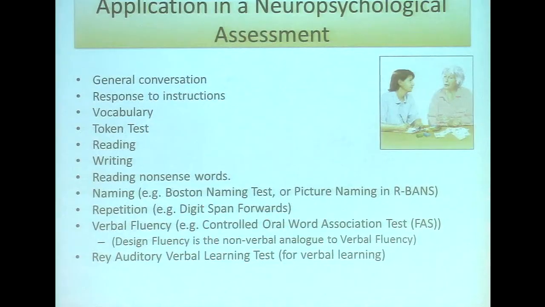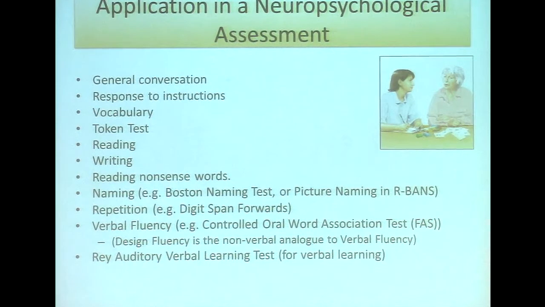Repetition we normally do anyway when we ask them to do the digit span forwards, because the digit span forwards is to test attention. But if they're not able to repeat it, you must also ask yourself, do they maybe have difficulties with repetition and problems there by the arcuate fasciculus. And then verbal fluency, where you use the controlled oral word association test. I'm sure you're mostly familiar with that, the FAS.